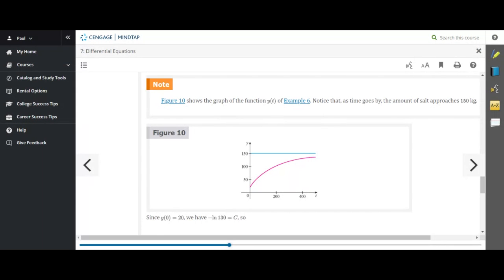You see there in figure 10 how it starts at 20, the purple graph, and then it moves up to what? It moves up to 150, and then it starts to level off over time. That's because the amount of salt in the tank will never be more than 150 kilograms. So it's like it's reached what's called a carrying capacity, so to speak. Are there any questions on that?